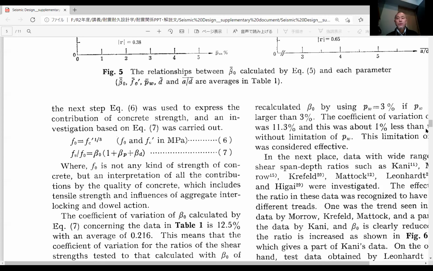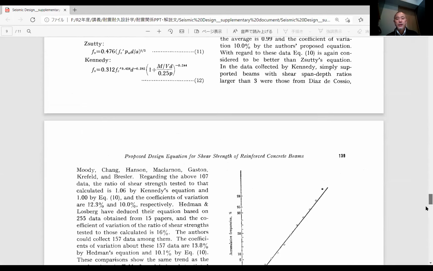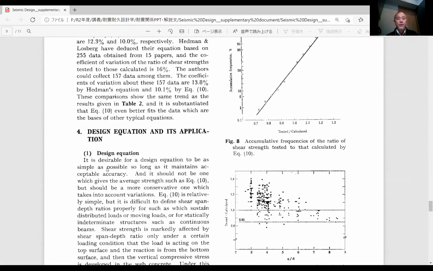Okay, and not only establishing the accurate equation, but the final chapter related to the design equation is also a meaningful section. You can learn how to propose a conservative design equation based on accurate research results. Their English is also very clear and easy, so please learn their philosophy, okay?